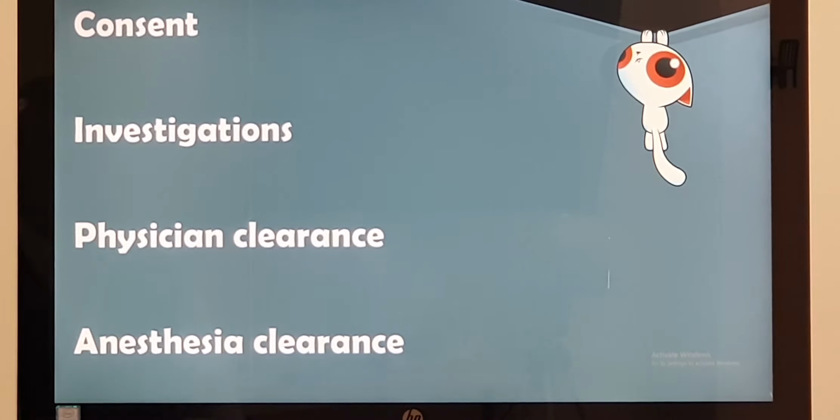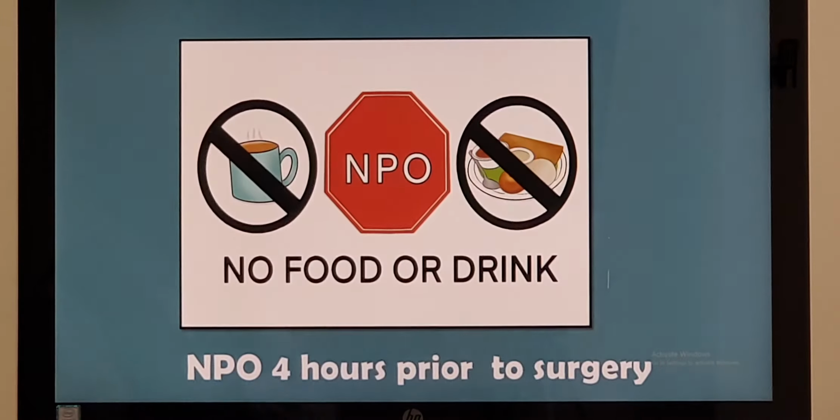When all the investigations are ready, if the patient happens to be a child, he will be taken for pediatric clearance. If the patient happens to be an adult, you need to get a physician clearance for surgery. Once that is done, you have to meet the anesthetist who will give clearance for whether the patient is fit for anesthesia or not. Now, this being an emergency surgery, depending upon the situation, we cannot postpone it. So at least 4 hours prior to surgery, you should not take any food or drinks.